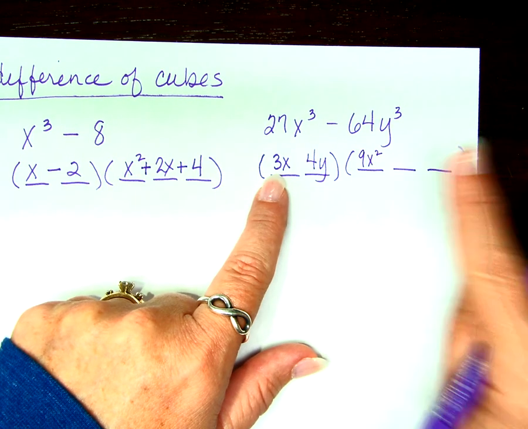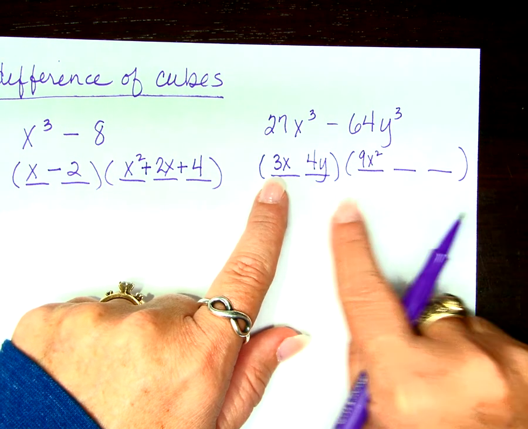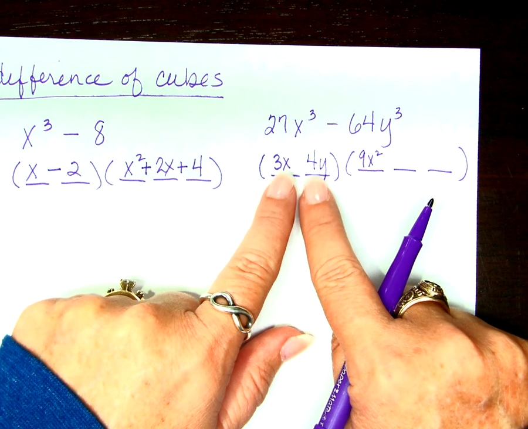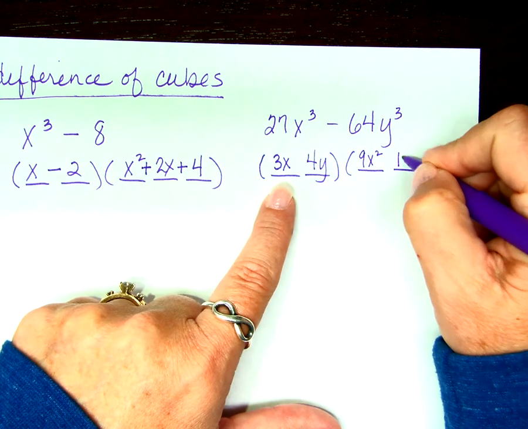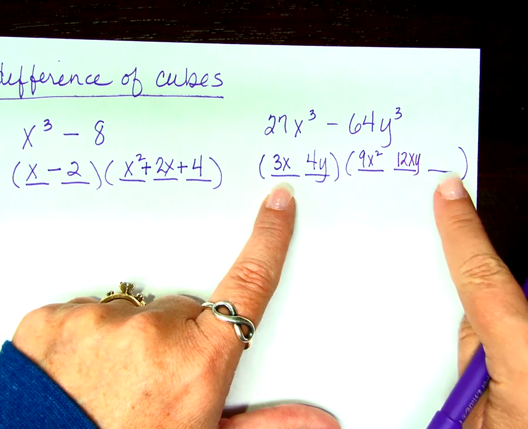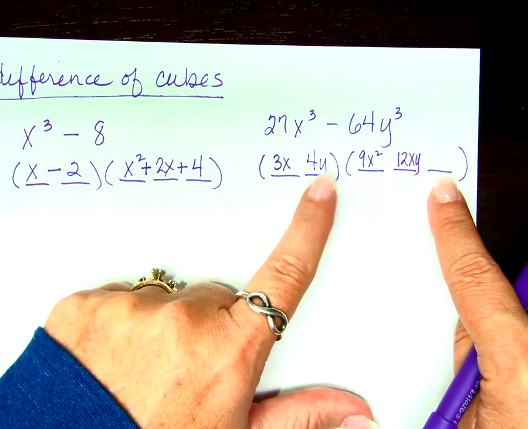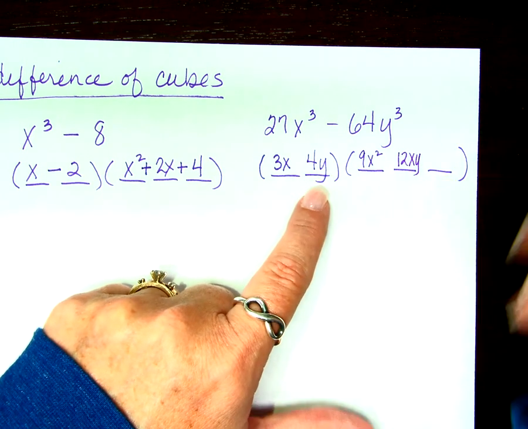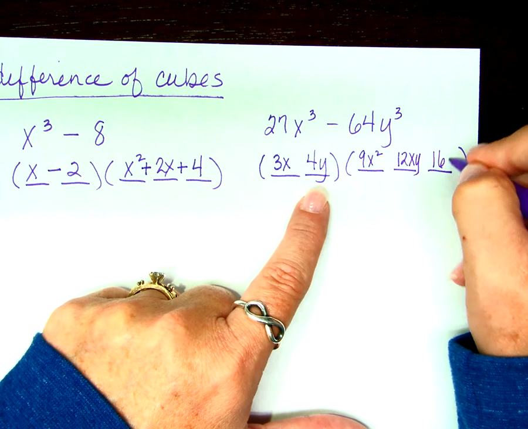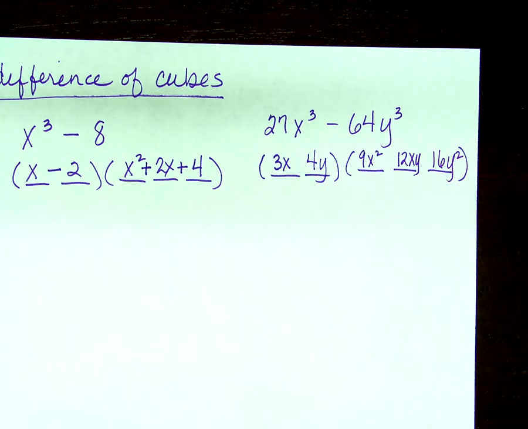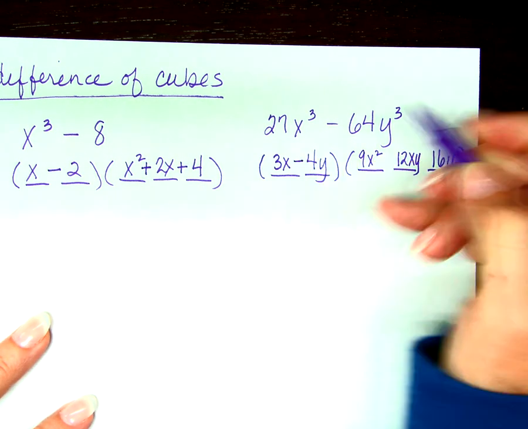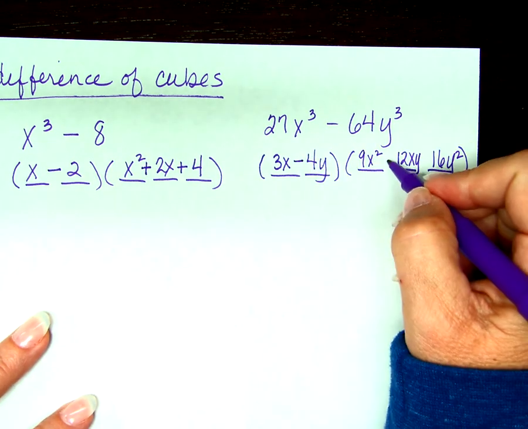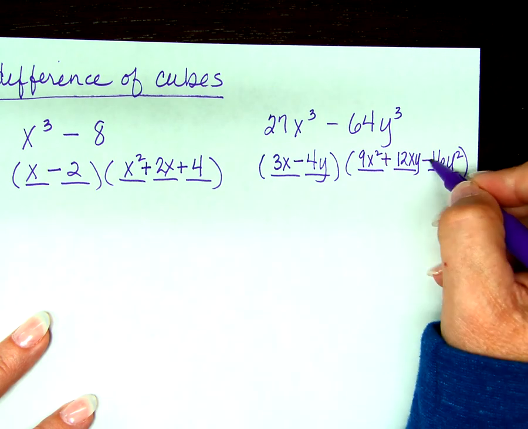Okay. How do we get the second term in the trinomial? Multiply these together. So what's 3x times 4y? 12xy. And how do we get the third term in the trinomial? Square 4y. What do you get? 16y squared. Now for the signs. What's the sign in the problem? Sign in the binomial. Opposite. Always plus.